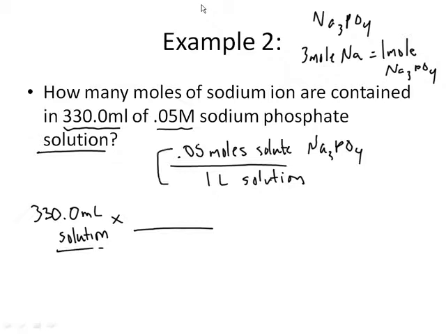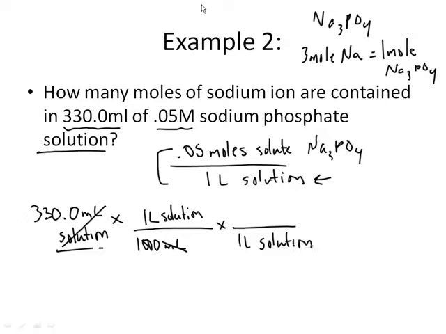My molarity conversion has liters of solution. So I need to get out of milliliters into liters. There are 1,000 milliliters in 1 liter, something you should have memorized from the blue sheet. This is still solution. My milliliters cancel. Now I'm set up to use my molarity. 1 liter of solution goes on the bottom, and 0.05 moles Na3PO4 goes on the top. So liters of solution cancel out. There's my moles of sodium phosphate.